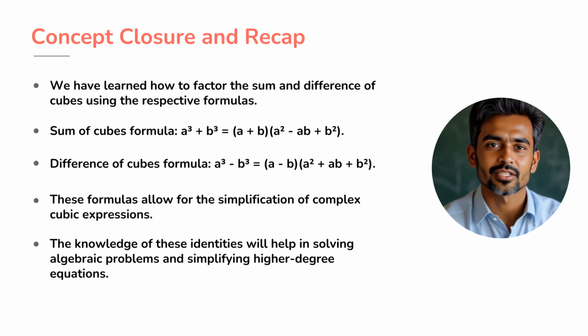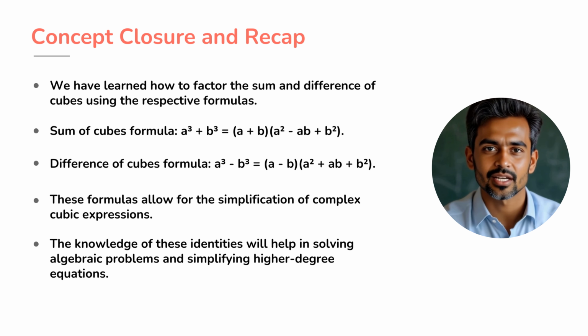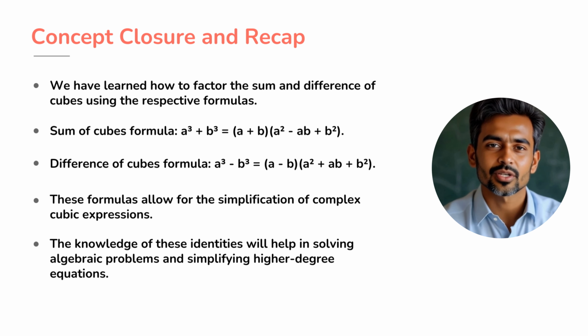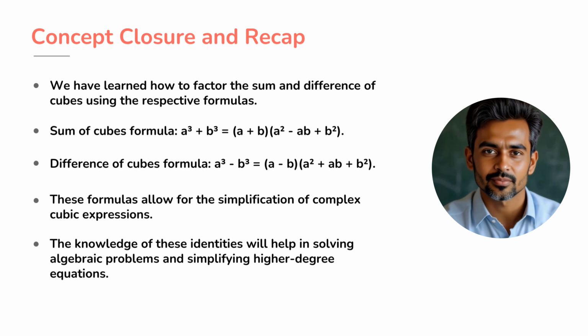Let's quickly revise what we've learned today. The sum of cubes formula is a cubed plus b cubed equals a plus b times a squared minus a times b plus b squared. The difference of cubes formula is a cubed minus b cubed equals a minus b times a squared plus a times b plus b squared. Both of these identities help us factor cubic expressions and simplify algebraic calculations.